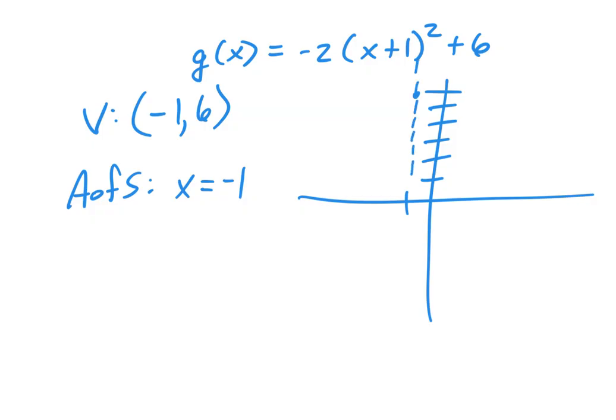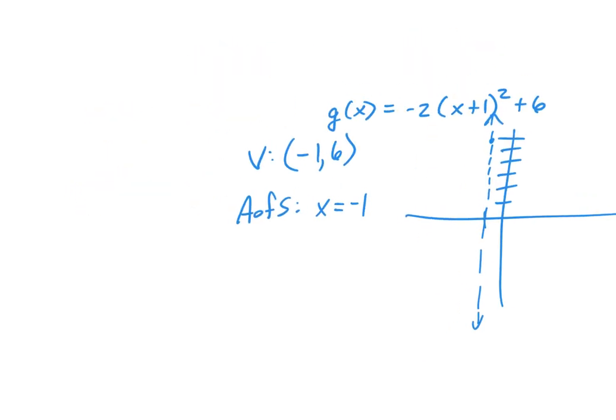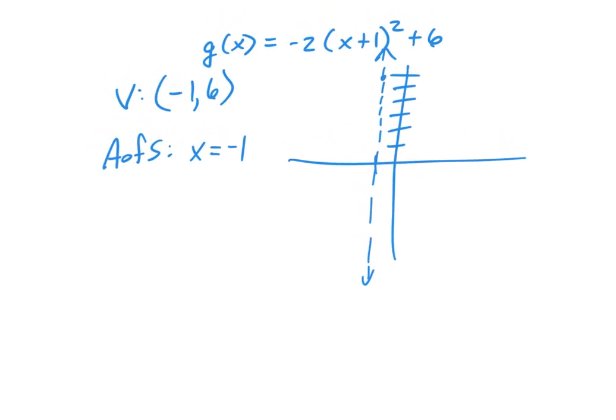Here's my axis of symmetry. And then it's going to open down. And that would be our graph. One of the key points that I usually try to find is the y-intercept or even the x-intercepts, and we'll talk more about that here in just a second. But that's where we can pull on some things that we did last week.